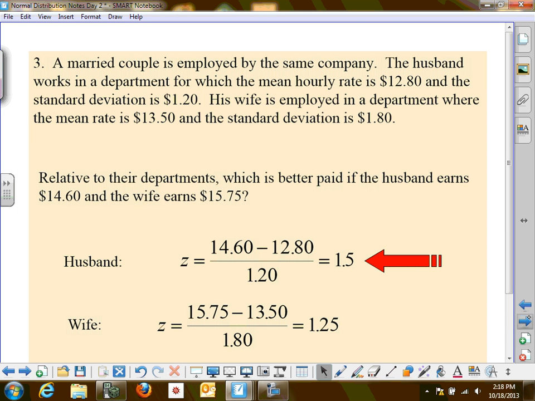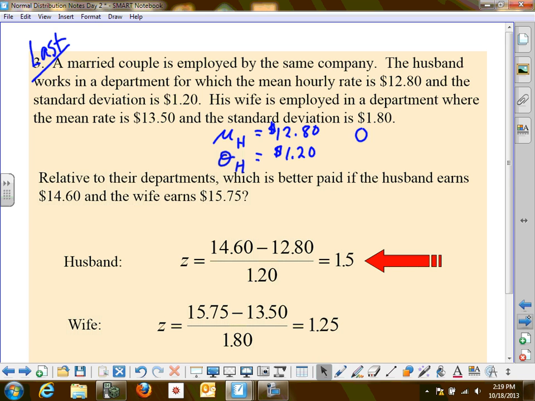I'm going to start with the last problem from yesterday. Okay, so let's review. Our last problem from yesterday is about a married couple, and they worked at the same company, but they were in different departments. Okay, so you remember this situation? So the husband worked in one department, and the mean hourly rate for the husband's department was $12.80. Okay. And the standard deviation for his department was $1.20. All right, the wife was in a different area of the company, so she had different values.